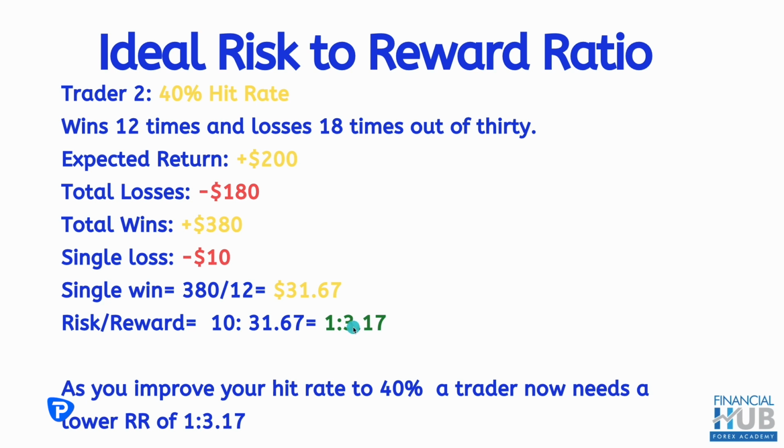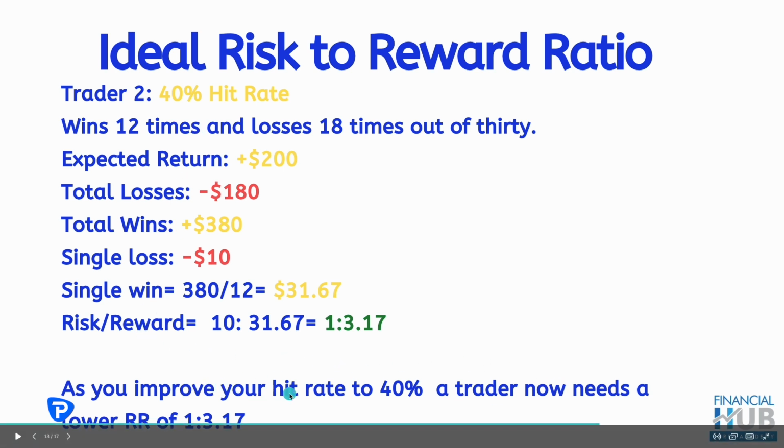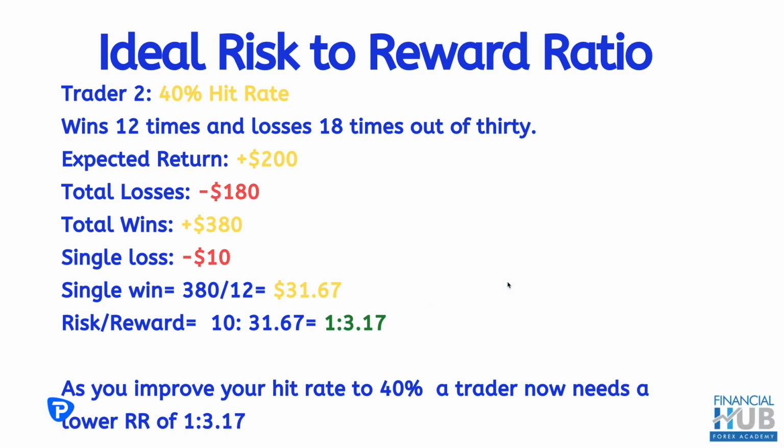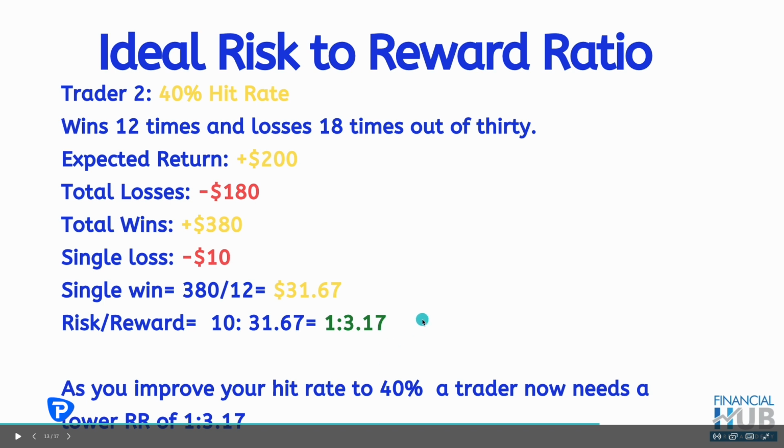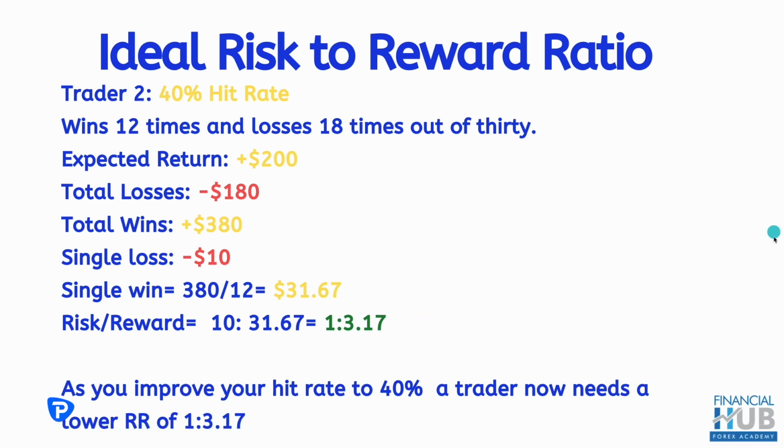So that is for a trader who has a 40% hit rate. As you improve your hit rate to 40%, a trader now needs a lower risk reward ratio of 1:3, which is easy to attain. So I always believe, don't focus on forcing big risk reward ratios. Focus on improving your hit rate, and your system will automatically work even with a lower risk reward ratio. So that is 1:3. For the next trader with a 50% hit rate, they actually now need even less than 1:3, of course. But let's get to that.